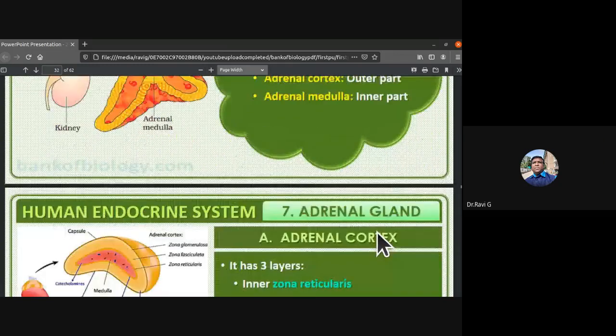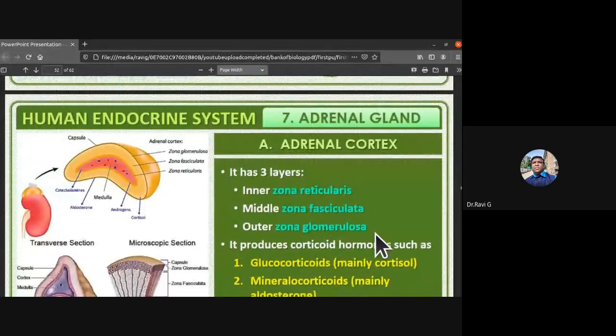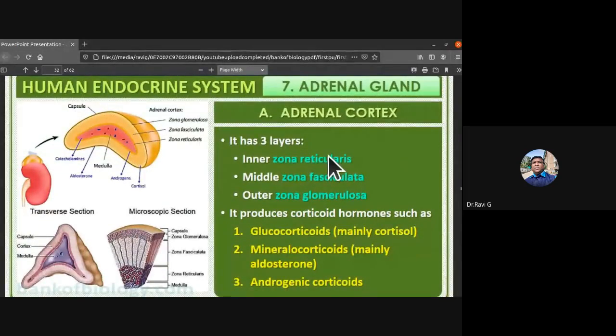What are the layers of the adrenal cortex? The adrenal cortex has three layers: zona glomerulosa, zona fasciculata, zona reticularis. You can remember it as GFR. So zona glomerulosa, zona fasciculata, zona reticularis. GFR, that is the mnemonic you can use to remember this.